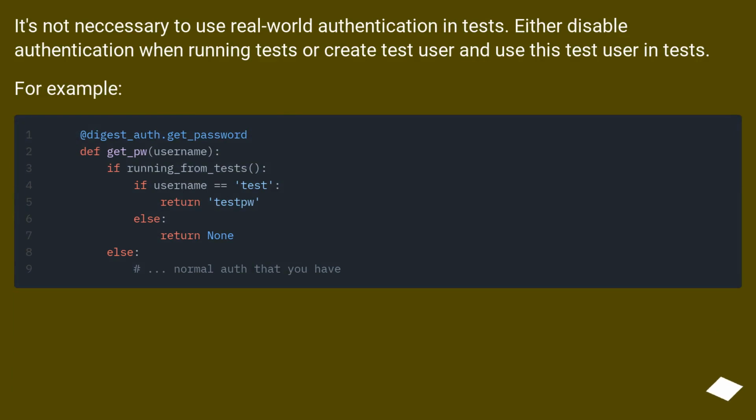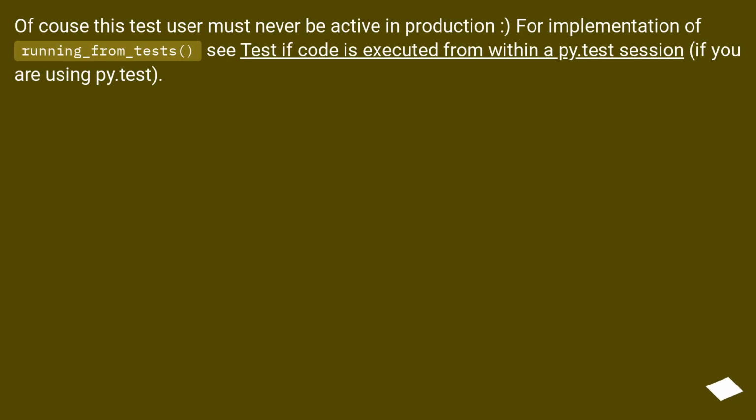It's not necessary to use real-world authentication in tests. Either disable authentication when running tests or create a test user and use this test user in tests. For example, of course this test user must never be active in production. Simple implementation of running_from_tests: test if code is executed from within a py.test session, if you are using py.test.